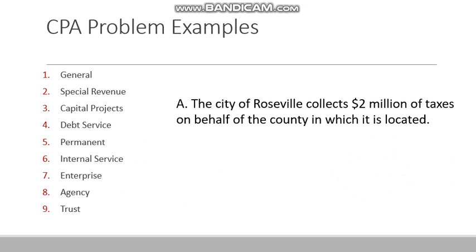In the first example, A, the city of Roseville collects $2 million of taxes on behalf of the county in which it is located. So which of these different funds do you think this would be? In this particular example, the answer would be agency, because these aren't the city of Roseville's funds, instead it's Ramsey County's. The city doesn't own these funds, and with that, it matches the description of an agency fund. So this would be in one of the various agency funds that belongs to the entity.